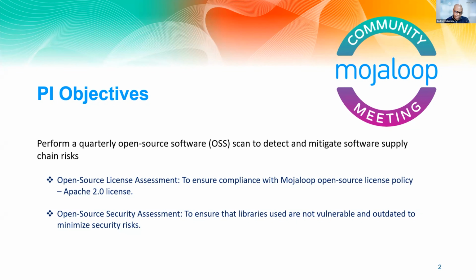And our assessment is really twofold. The first part looks at the license assessment, which ensures that the licenses we utilize are in line with the Moduloop open source policy, which is Apache 2.0. And this is really the most permissive we could get. We'll allow everybody to use the software the way they want to use it freely.